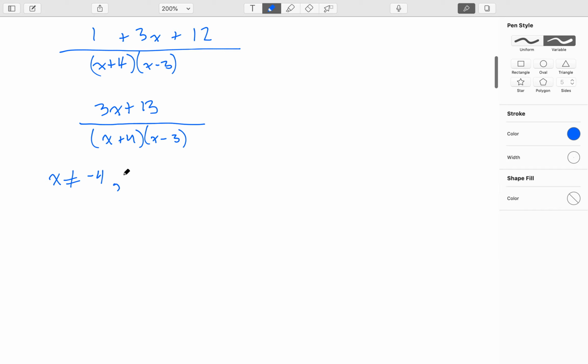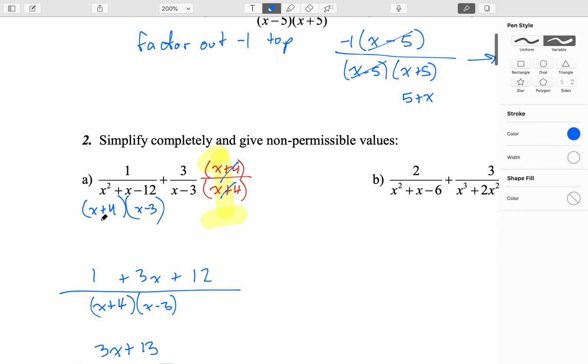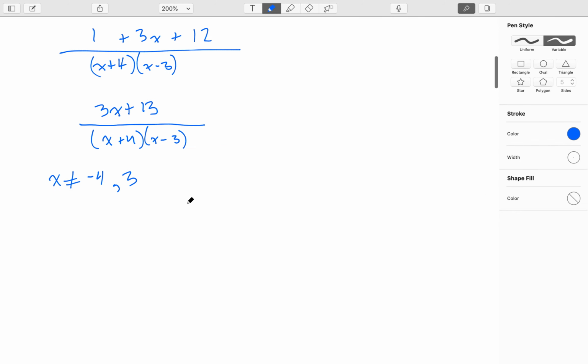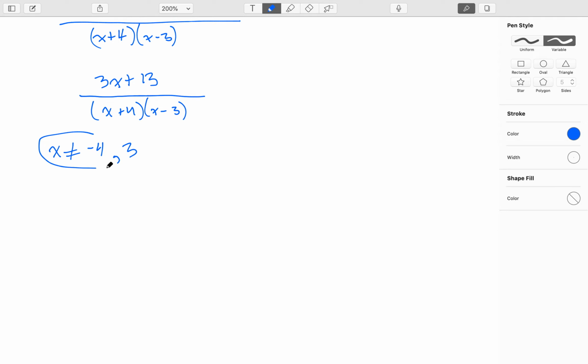It cannot equal positive 3. Are those the only two denominators? Minus 3, positive 4. Yeah, that's it. Those are the only two. So those are my only two restrictions, and that's what it is simplified.